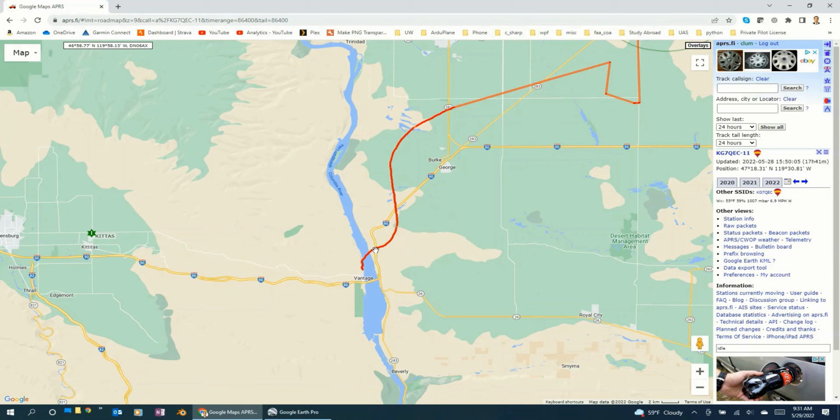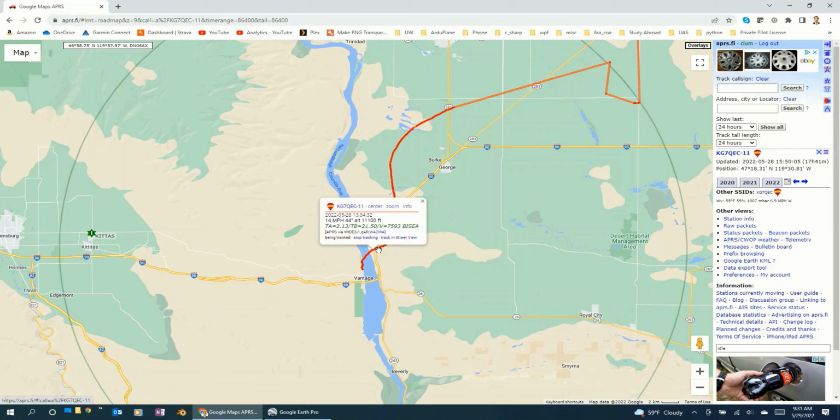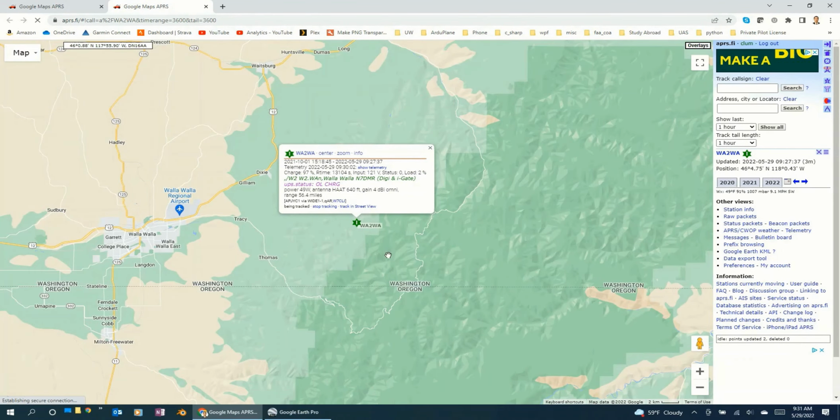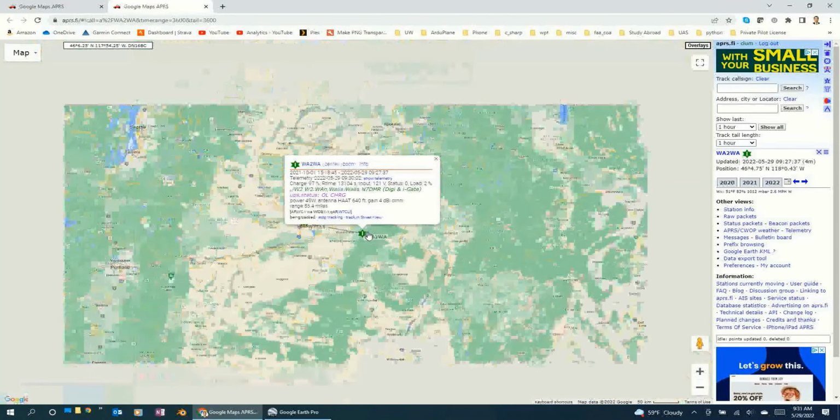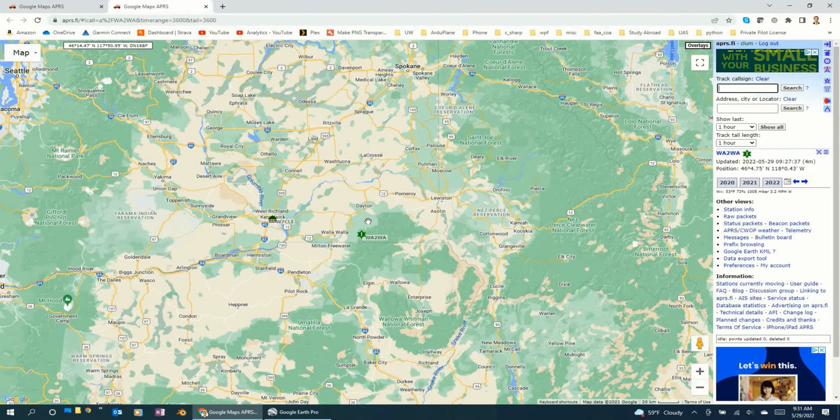It heard, and actually look at this. What's really fascinating is, for example, right here, there was another station, this guy, WA2WA. If I look at this one, this is another one which is way down here in the southeast corner of the state. So we were launching over here. So you can see this was quite a distance away.